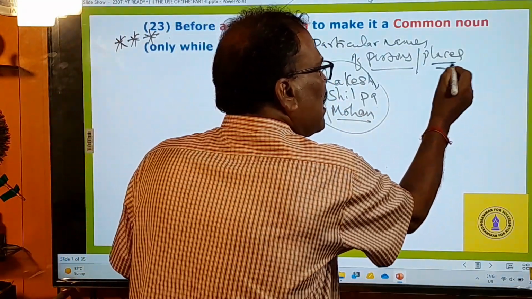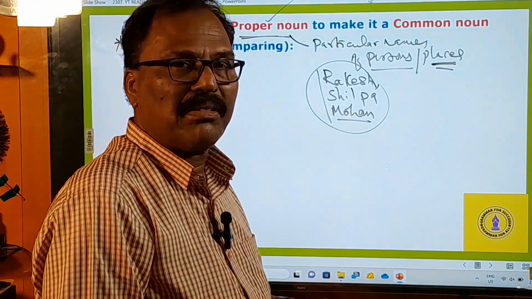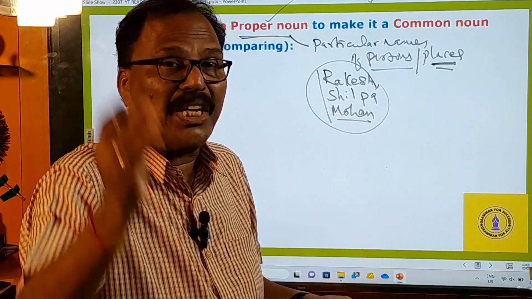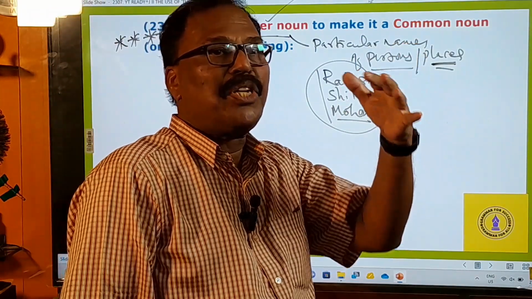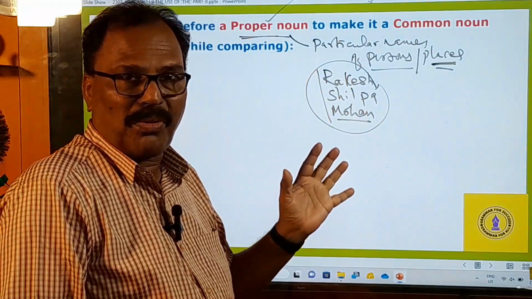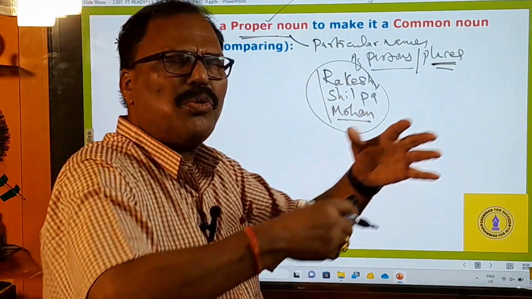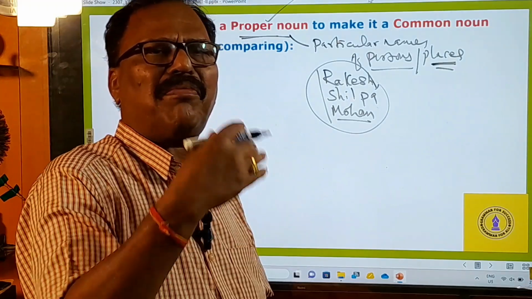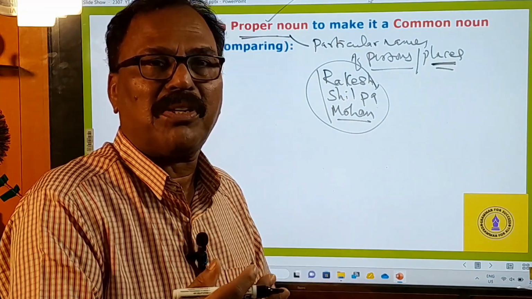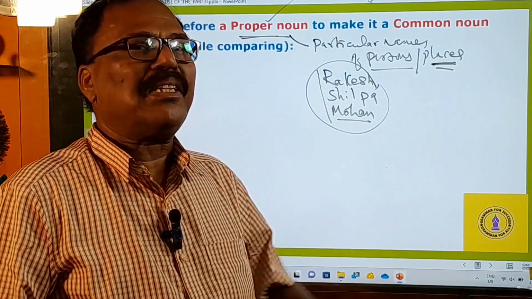Then you come to the places. Places means Hyderabad is the particular name of this place. Vijayawada, Khammam, Jaipur, Nagpur, Pune. There are so many towns, villages, names of villages, names of towns. They are all particular names. So going to Pune, I cannot say this is Hyderabad.